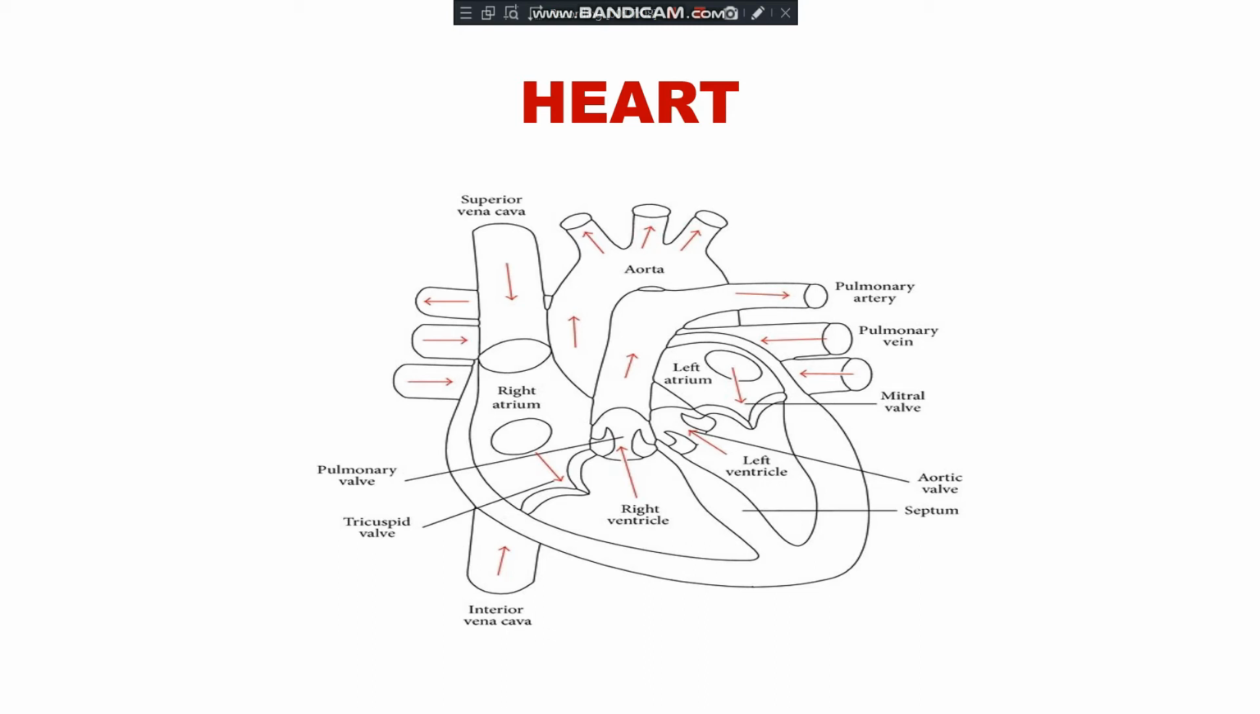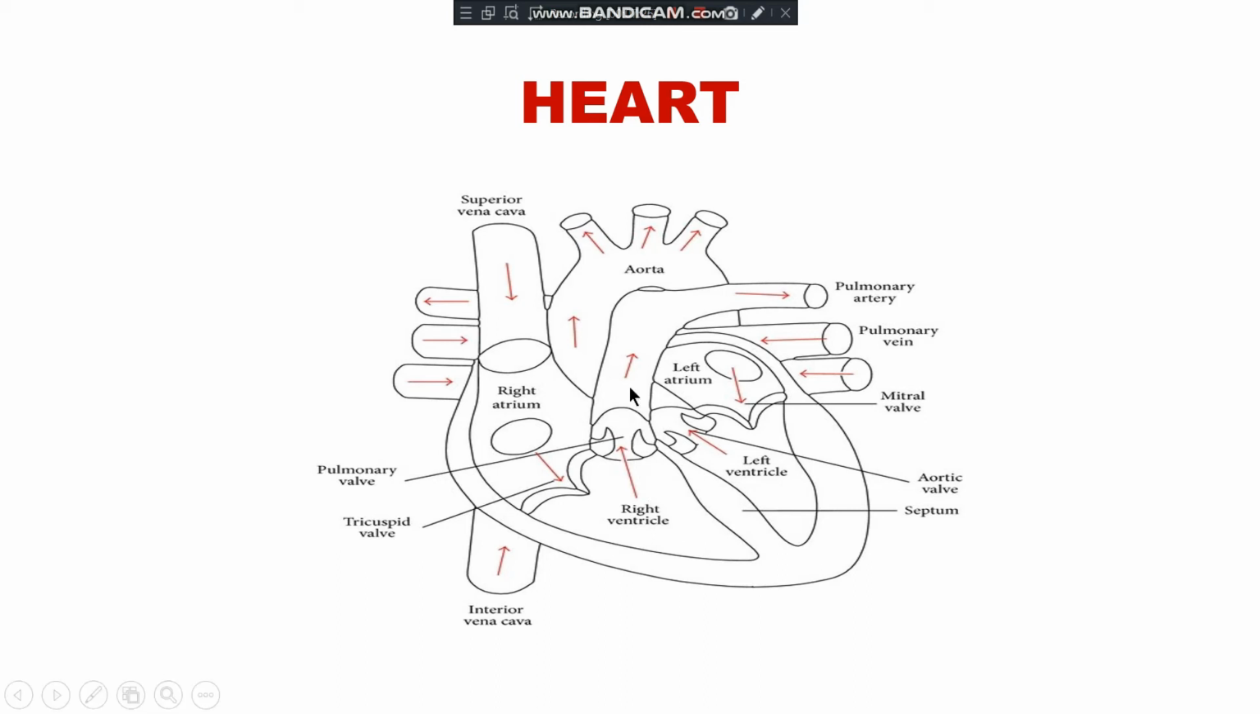Clear? Now, how does the circulation take place? The superior vena cava brings the deoxygenated blood to the heart and pours it into the right atrium. Through the right atrium, it comes to the right ventricle.